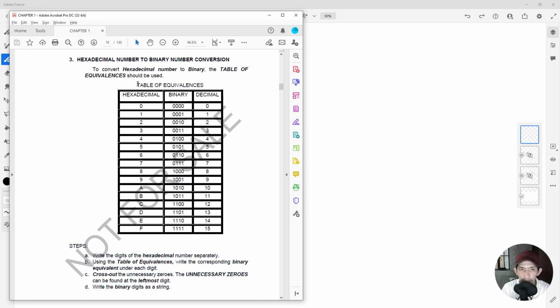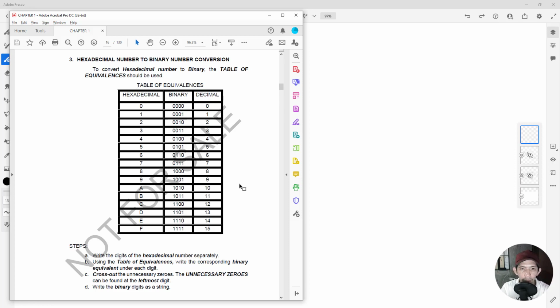We have here the table of equivalences. Okay? So, etong table of equivalences na to, magiging guide ninyo for you to have an easy step how to convert hexadecimal into binary. Okay? So, the question or ang problem is, what if wala kang table of equivalences, wala kang copy nito? Pwede ba akong gumawa niyan? Actually, pwede. Madali lang siya.